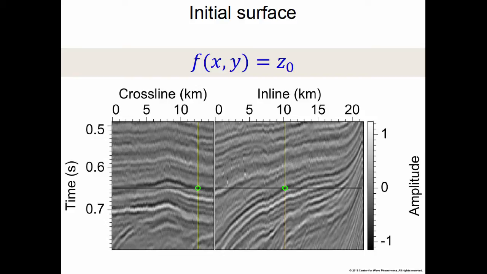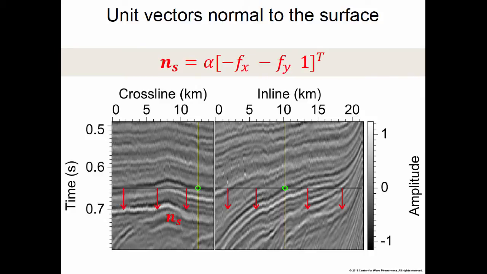So given this surface f, which is a function of x and y, we can compute the surface normal vectors by using its gradient components, fx and fy. And the alpha here is a scale factor to normalize the vectors. Of course, for such a horizontal surface, its normal vectors are vertically pointing downward.